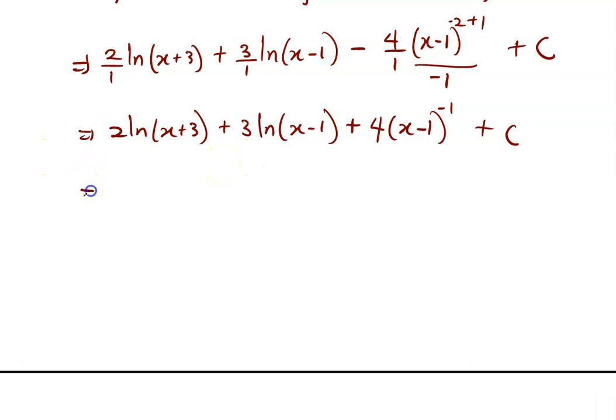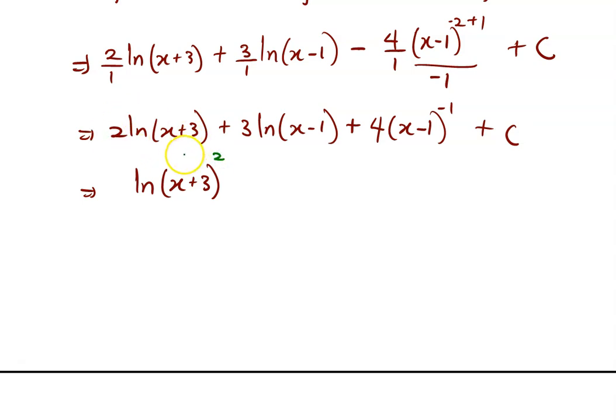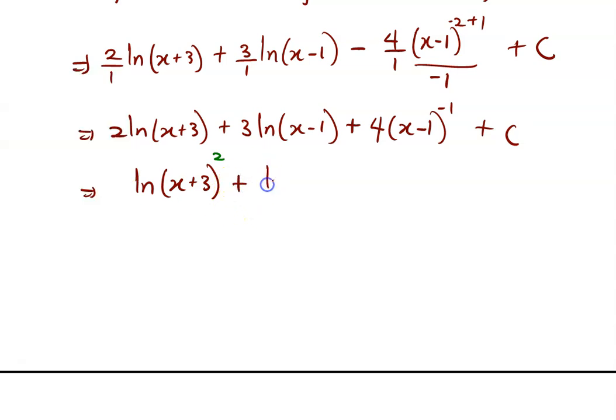So how do you call it? I'm going to use the laws of indices. Please don't forget x plus 3 exponent 2. That is the law of indices. We say we can drag it up there. Then I have plus again plus ln of x minus 1 to the power of 3. Right. Then the next one, what do we get? I'm going to get plus 4 on x minus 1. Right. Plus c. Very good.